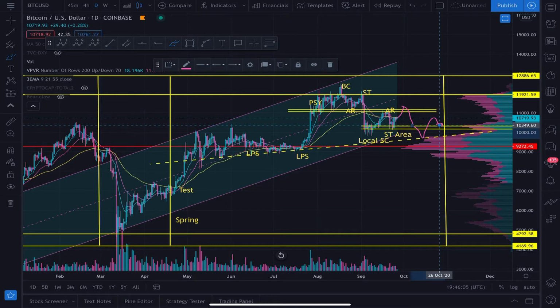sign for me. Springs, or as they're commonly known, bear traps, coming back into a range show intense buying pressure, and it brings in a lot of investor confidence. So if we see that type of price action, I'm going to be getting really bullish on Bitcoin, and I think we're going to be ready to make a move that is going to surprise a lot of people.